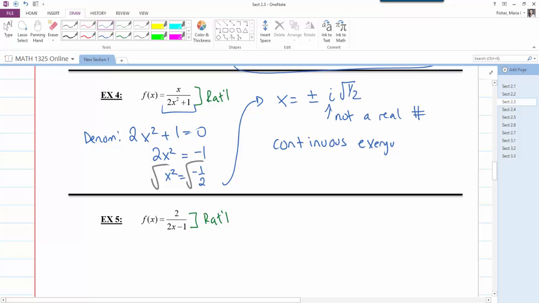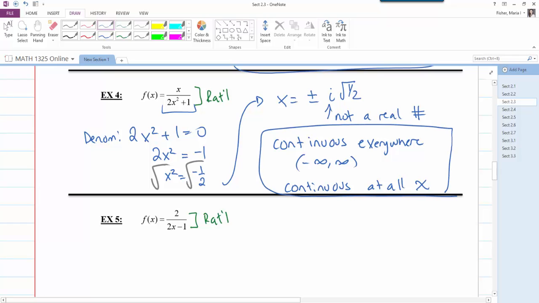everywhere. Or remember, you can have it as interval notation, negative infinity to positive infinity, or sometimes the book is going to say continuous at all x. Again, you do not need to write all 3 answers. 1 is fine, but you're continuous everywhere because there is no place where the denominator is equal to 0, no real number where the denominator is equal to 0.